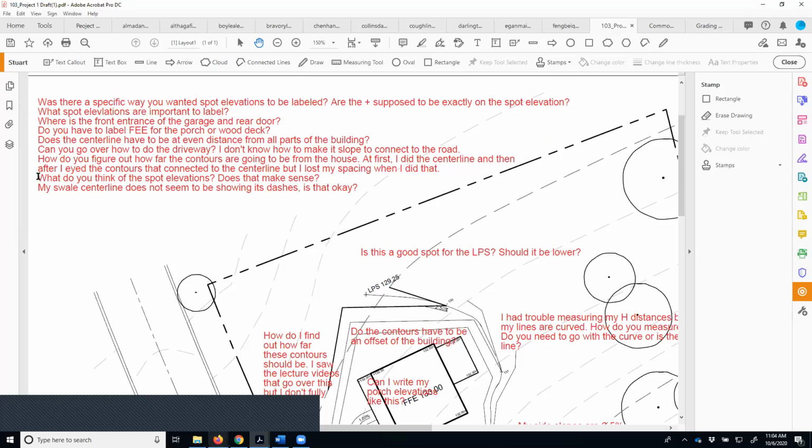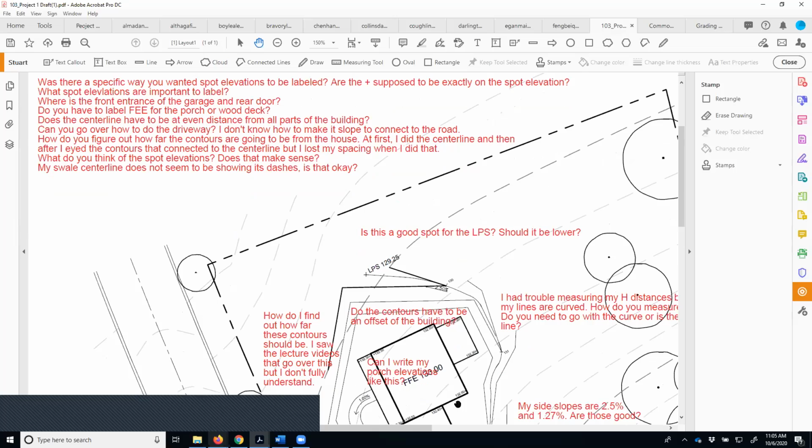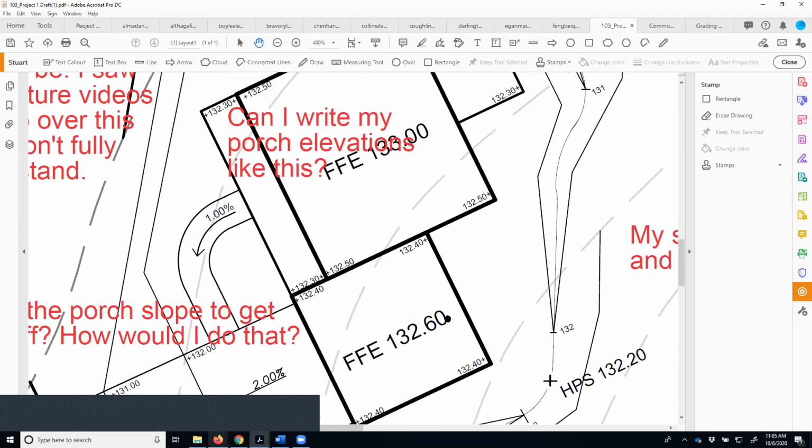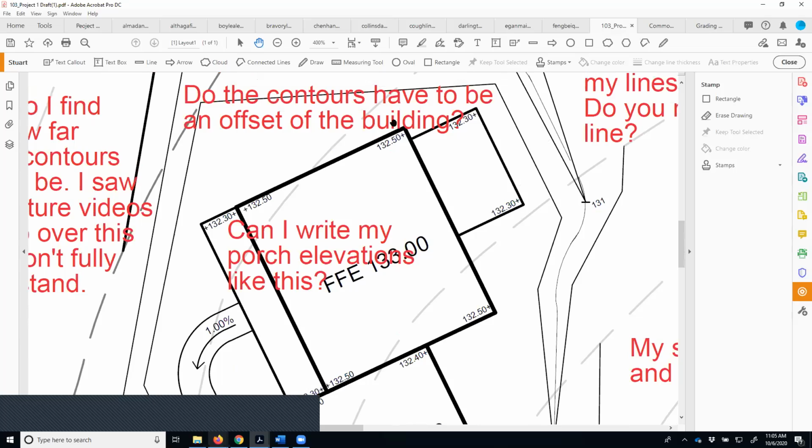What do you think of the spot elevations? Does it make sense? Well, they're drawn wrong. They need to be drawn on the outside of the building. Let's see, that's a 33. And so you're saying you're a half a foot below here, that's fine. And you're saying you're a half a foot below there. Remember, you can go more than a half a foot if you wish. You will want to add spot elevations on the outside of the porch as well. So please don't forget those.